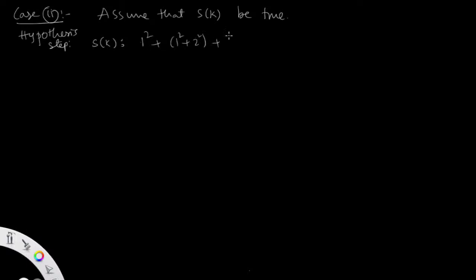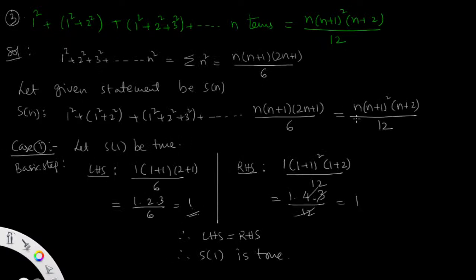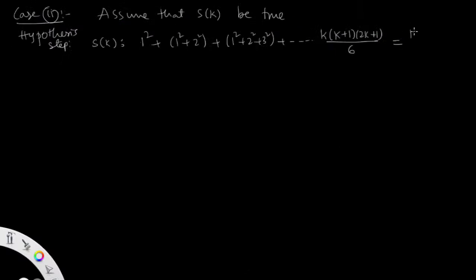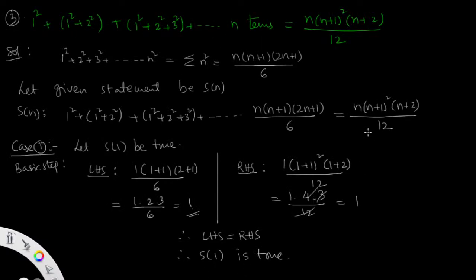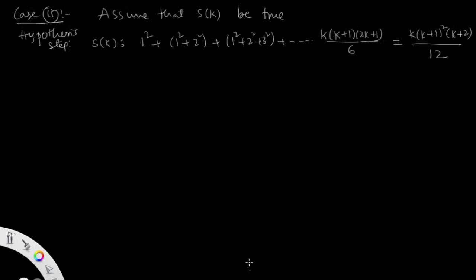1 square plus 2 square, 1 square plus 2 square plus 3 square, going on till k into (k plus 1) into (2k plus 1) divided by 6, which is equal to, write as RHS in the terms of n equal to k in the place of RHS. That is k into (k plus 1) whole square into (k plus 2) divided by 12. Yes, k into (k plus 1) whole square into (k plus 2) by 12. Now, therefore, S of k is true.